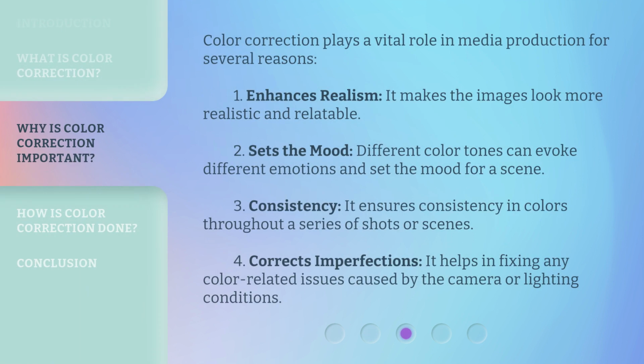Color correction plays a vital role in media production for several reasons. 1. Enhances realism. It makes the images look more realistic and relatable. 2. Sets the mood. Different color tones can evoke different emotions and set the mood for a scene. 3. Consistency. It ensures consistency in colors throughout a series of shots or scenes. 4. Corrects imperfections. It helps in fixing any color-related issues caused by the camera or lighting conditions.